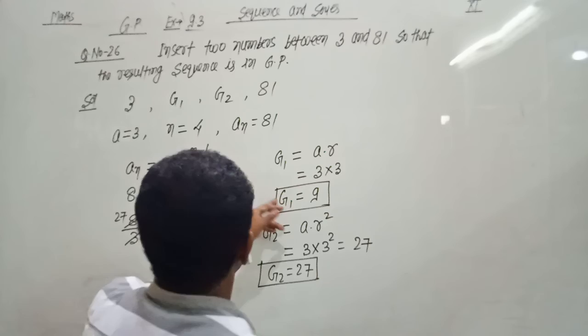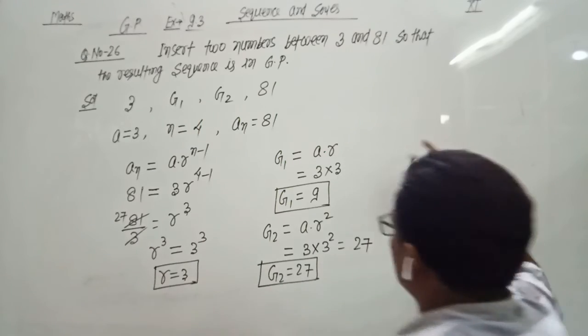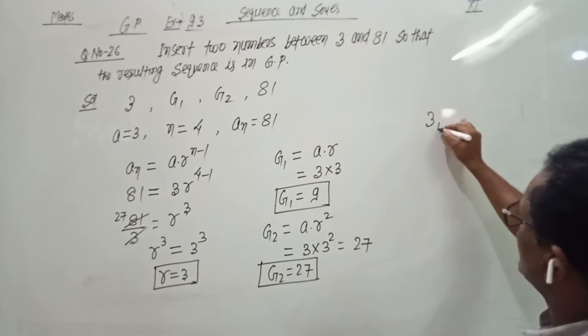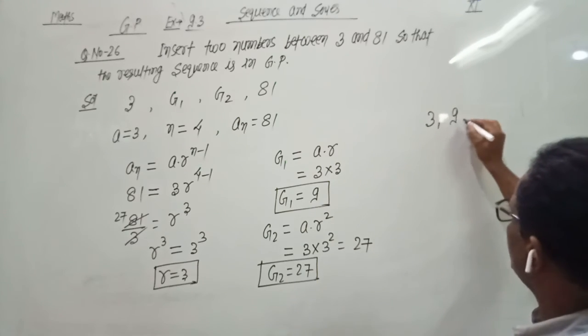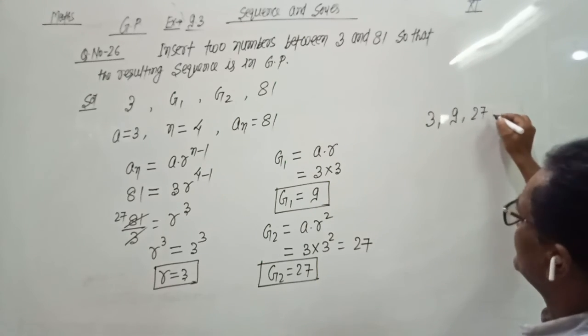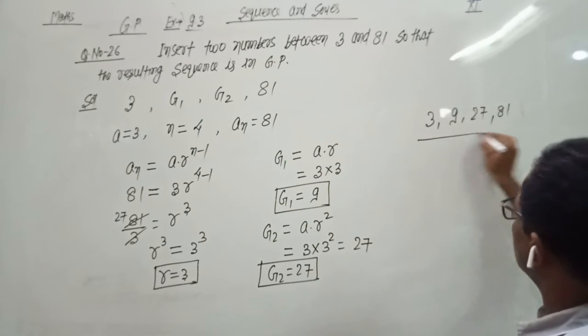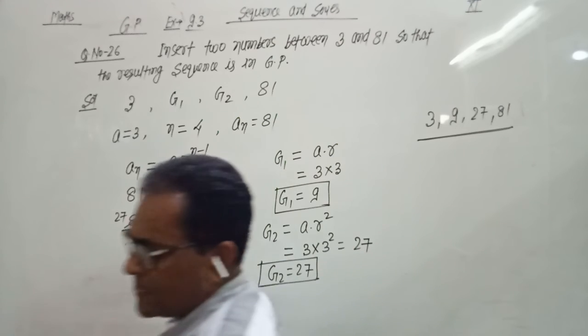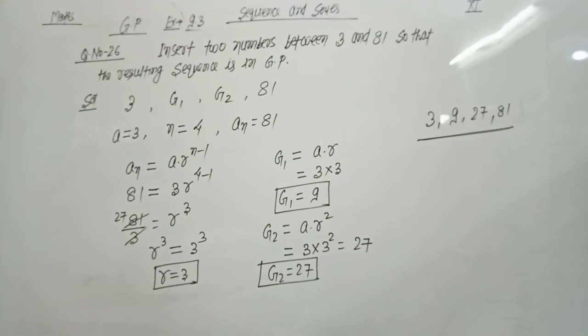And when we put these two values, the resulting sequence is in GP: 3, the value of G1 is 9, the value of G2 is 27, and 81. So this is the resulting sequence which is in GP. So we have to insert two numbers G1 and G2 such that the resulting sequence is in GP.